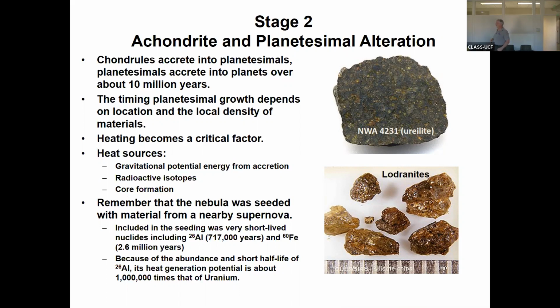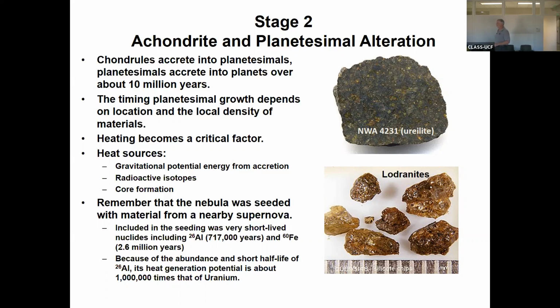So stage 2 is really a chondrite planetesimal alteration. You're altering essentially what you've accreted. And so chondrules accrete into planetesimals. Planetesimals accrete into planets. That happens over as much as 10 million years. Actually, it happens faster than that, but that's another whole class. Just note that it happens. We care about the results. The timing of the growth depends on location and local density of materials. And Steve Deutsch is going to talk about that in much more detail later.